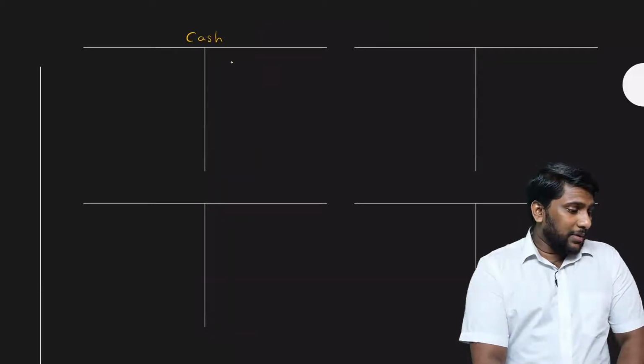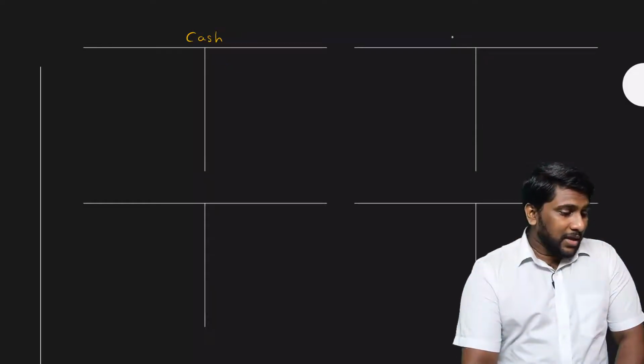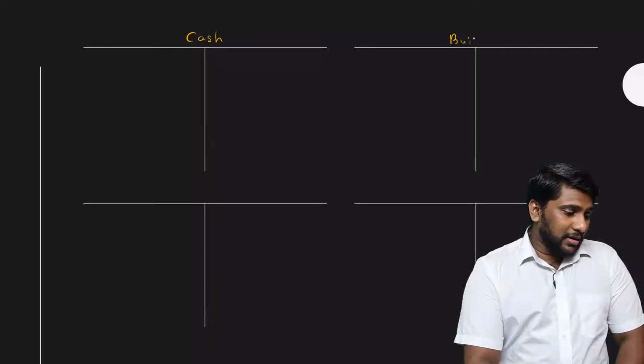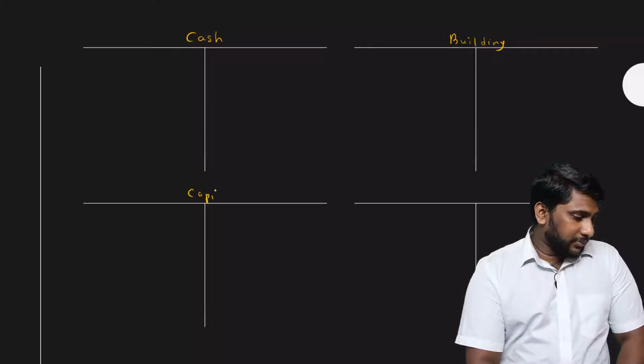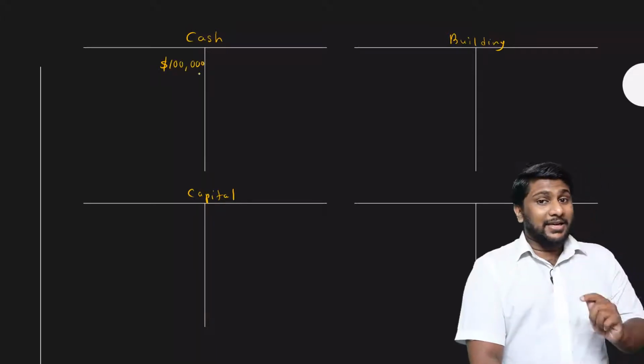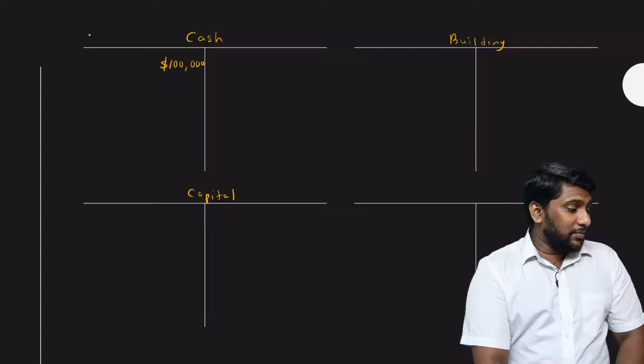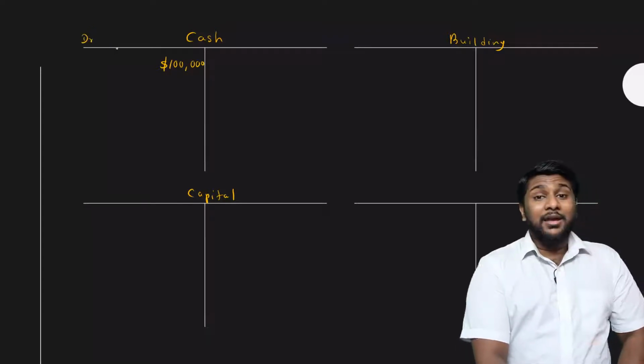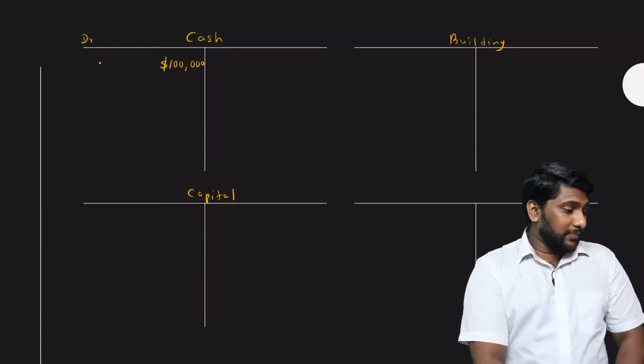So I will open up a ledger account for the cash, as well as a ledger account for the building and another one for the capital. So how much is the cash that he is investing? 100,000 US dollars. Cash is an asset. Asset increases. It should be a debit record. That's why I recorded it on the debit side.